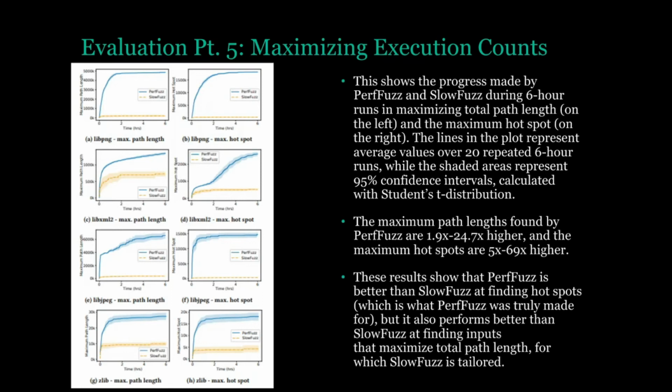These results show that PerfFuzz is better than SlowFuzz at finding hotspots, which is what PerfFuzz was truly made for. But it also performs better than SlowFuzz at finding inputs that maximize total path lengths, for which SlowFuzz is tailored, because SlowFuzz keeps getting caught on the local maximum because of its greedy algorithm.